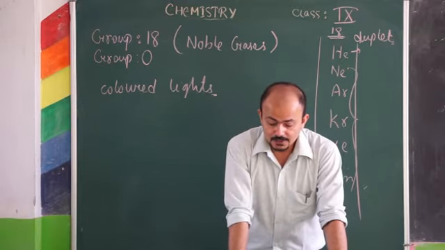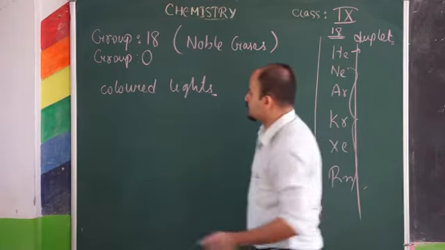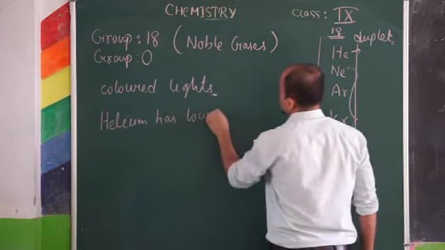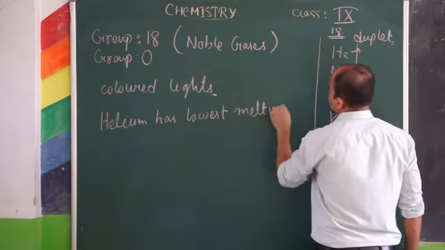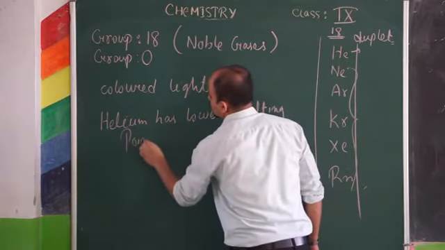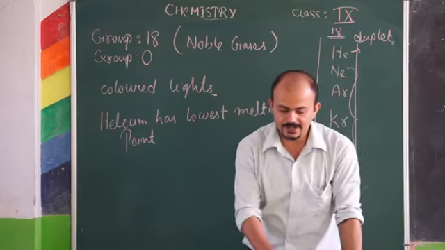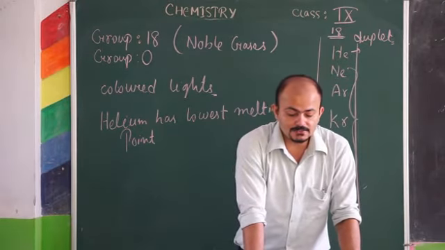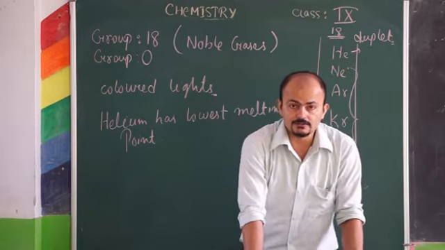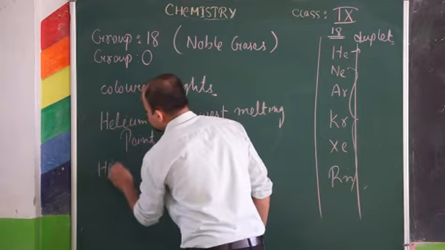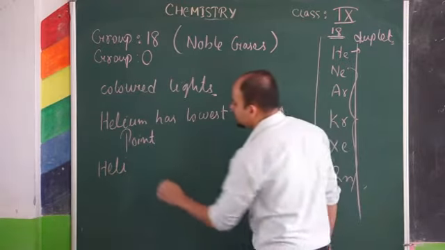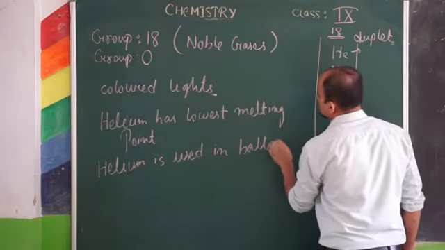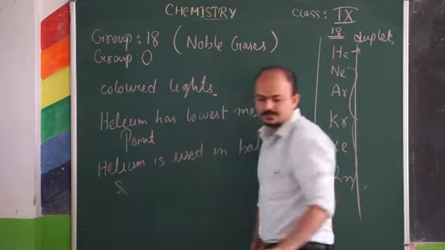Helium has the lowest melting point of any element. This point we also have to remember. The next point is very important. Helium is used in airships and balloons because it is both light and unreactive. So helium is used in balloons and airships.